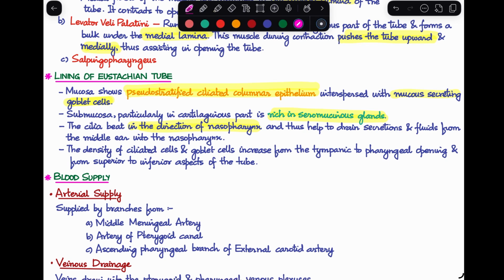And another peculiar nature that you will come to know is that the density of these ciliated cells and goblet cells that we are talking about actually increases from the tympanic end to the pharyngeal opening and from the superior to the inferior aspect of the tube, thus helping in the direction of the drainage of these secretions.